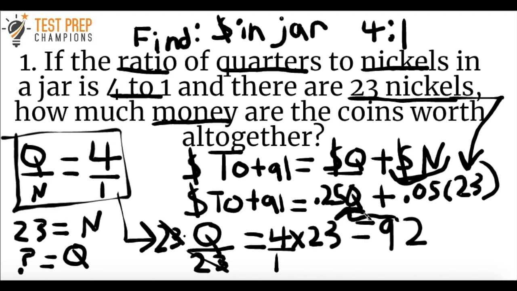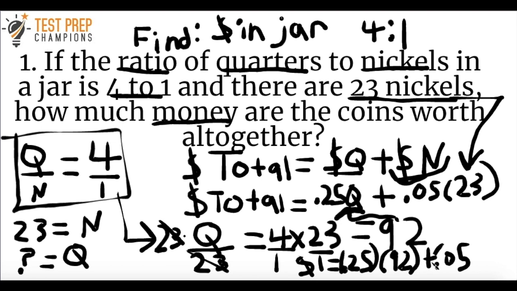So to find the total amount of money in the jar, we're going to do 0.25 times 92 plus 0.05 times 23. Okay, so let me write that down here. So we've got $T, which is the total dollar amount. And I'm not even going to write out that word total because we're going to run out of room. But we're going to do 0.25 times 92. And again, 92 is the number of quarters here. So each quarter is worth 25 cents. We've got 92 quarters. That's why we have 0.25 times 92 plus 0.05 times 23.